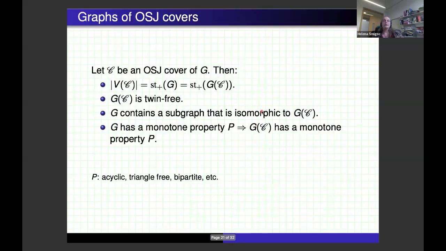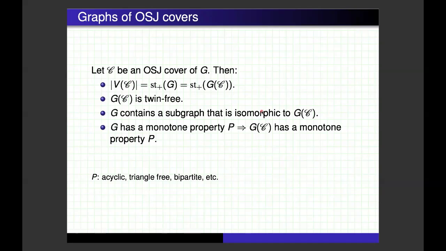It turns out that graphs that correspond to optimal set-join covers have particular properties. For example, their SNT-rank is equal to the SNT-rank of the graph. So the SNT-rank of the optimal set-join cover is the same as the SNT-rank of the graph.